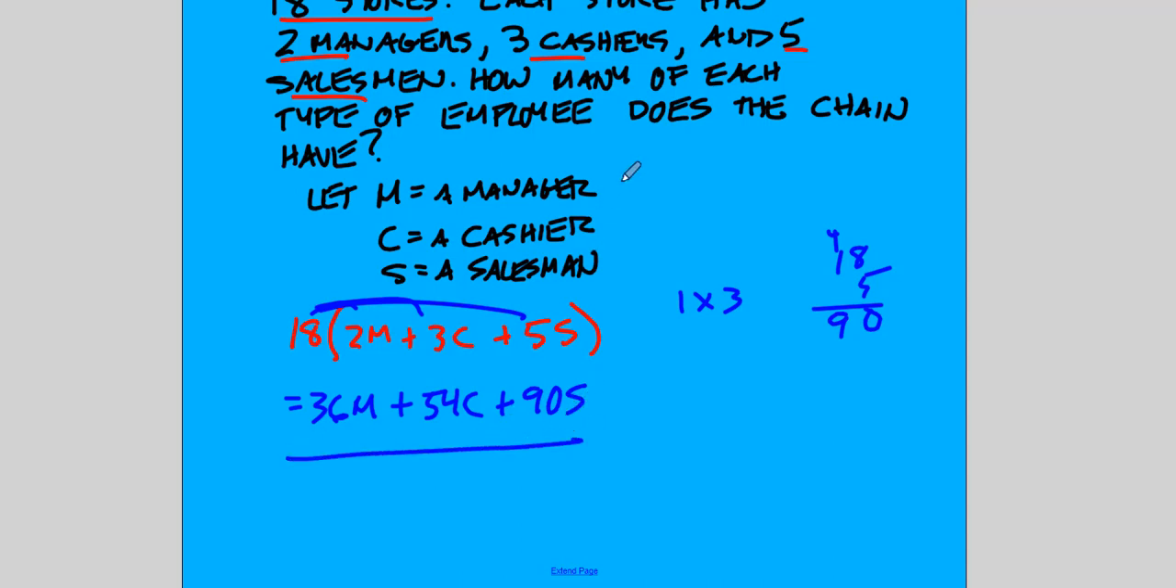So these are called variables, or in this case, M represents 1 manager, C represents a cashier, S represents a salesman. So 3C means 3 cashiers. So if I have 18 stores, 3 cashiers each, I have a total of 54 cashiers. And this is the end of the video.